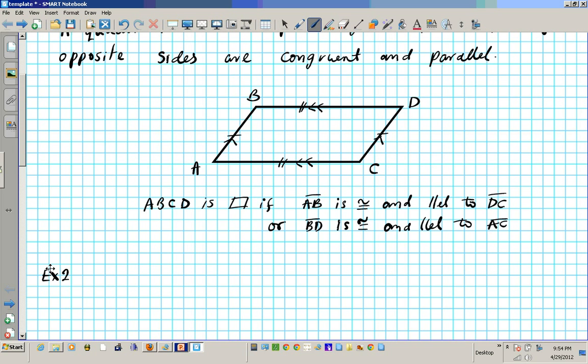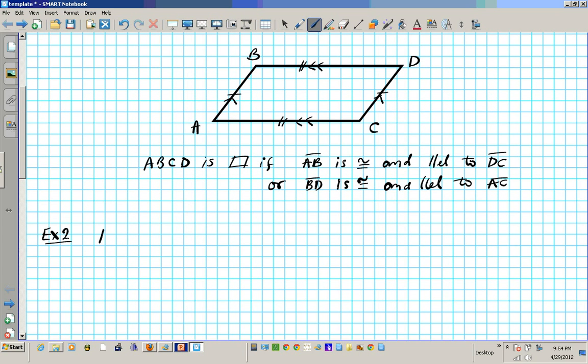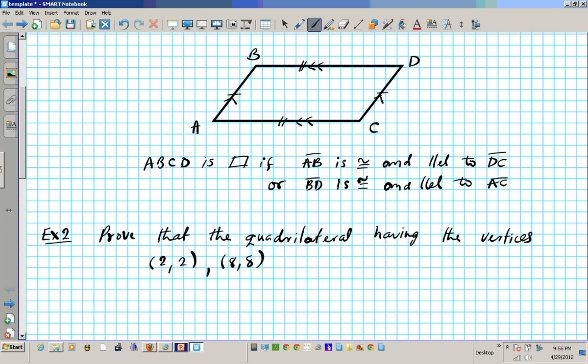Example 2. Prove that the quadrilateral having the vertices (2, 2), (8, 8), (13, 4), and (7, -2) defines a parallelogram. That's the task that we want to show here.